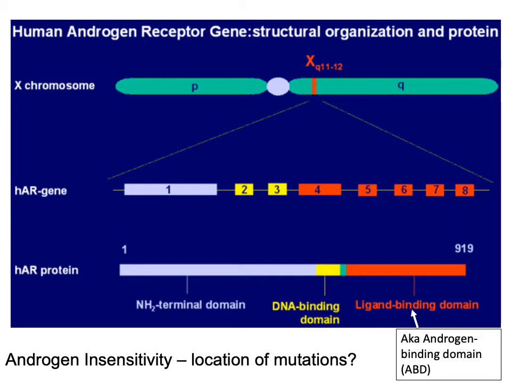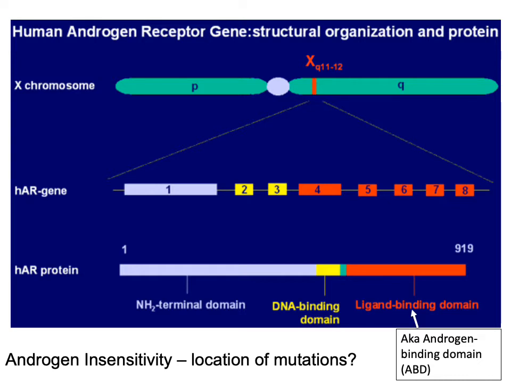The first exon encodes that first N-terminal domain. Exons 2 and 3 in yellow encode the DNA binding domain. They don't show us what encodes that little small green domain, but then the majority of the other exons, 4 through 8, encode the ligand binding domain. And it's that red domain again that the authors sometimes call the androgen binding domain, because androgen is the ligand that's binding to AR. Right, testosterone is a type of androgen.